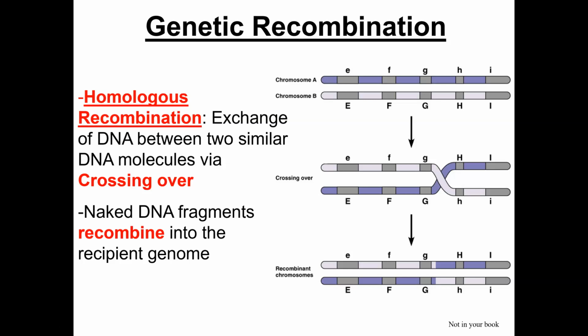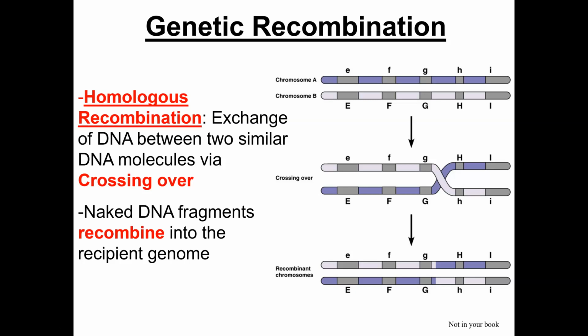Chromosome A and B have similar genes, E, F, G, H, I. Now, these genes are similar to each other, but a little bit different. Here they illustrate that with upper versus lowercase, right? Lowercase E through I versus uppercase E through I.